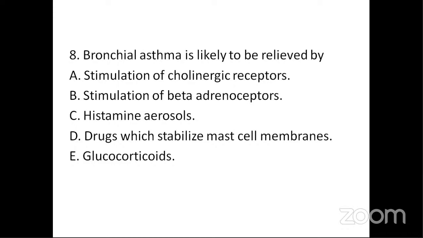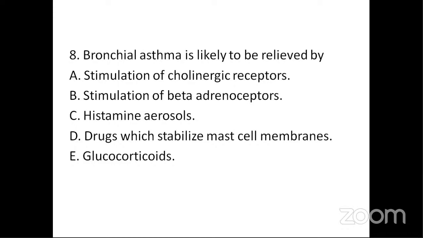Yes, it is true. The cromoglycate drugs are thought to work like this and reduce release of bronchoconstrictor agents from mast cells. So it is true. And the glucocorticoids, yes, it is true again. This suppresses the bronchoconstrictor and inflammatory mechanism.